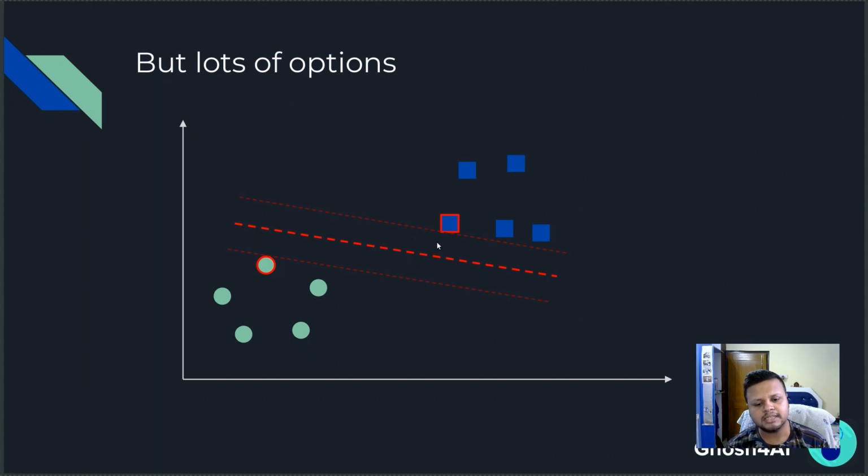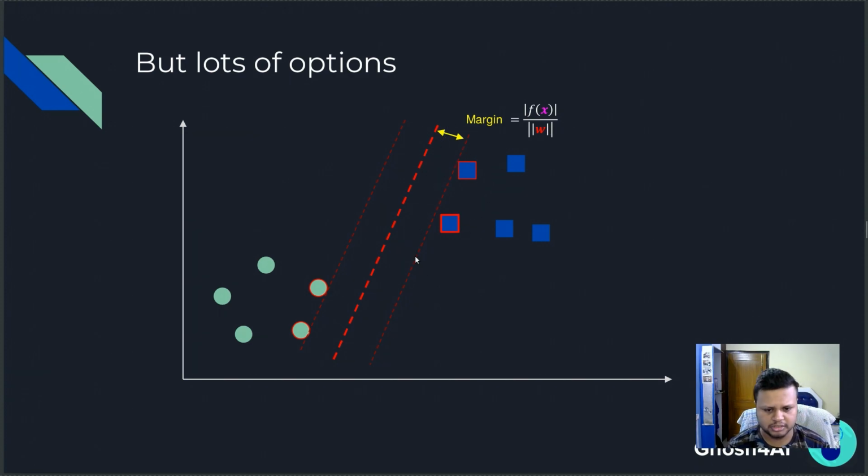Now, this is one of the many straight lines that we can draw between these two groups. If we rotate this straight line in some different direction, we'll get a different set of nearest points, and we'll get a margin whose width is given by this formula, which is the modulus of f(x) divided by the L2 norm of the w vector, the weight vector. This formulation of margin is typically the distance of a point from a straight line, and this equation can be found in any book on geometry.